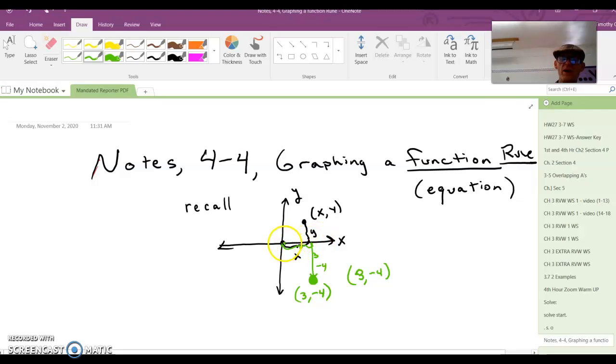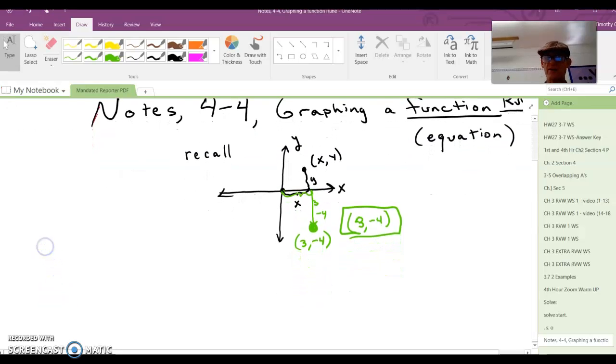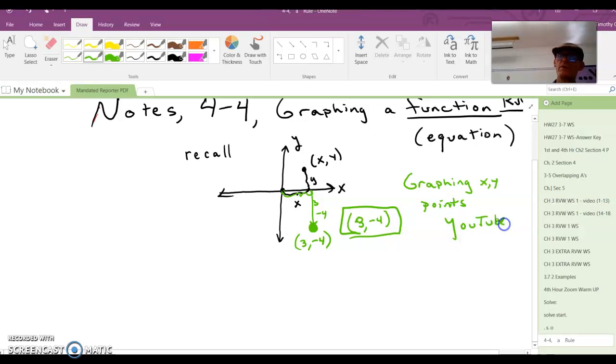All right, so you go positive here, negative, positive, negative. So you should know how to graph points. If you don't remember, that's okay. You can practice a little bit. Graphing coordinate points, graphing x, y points. You can YouTube it. You can Google it. But it's basic algebra that I think you should know.